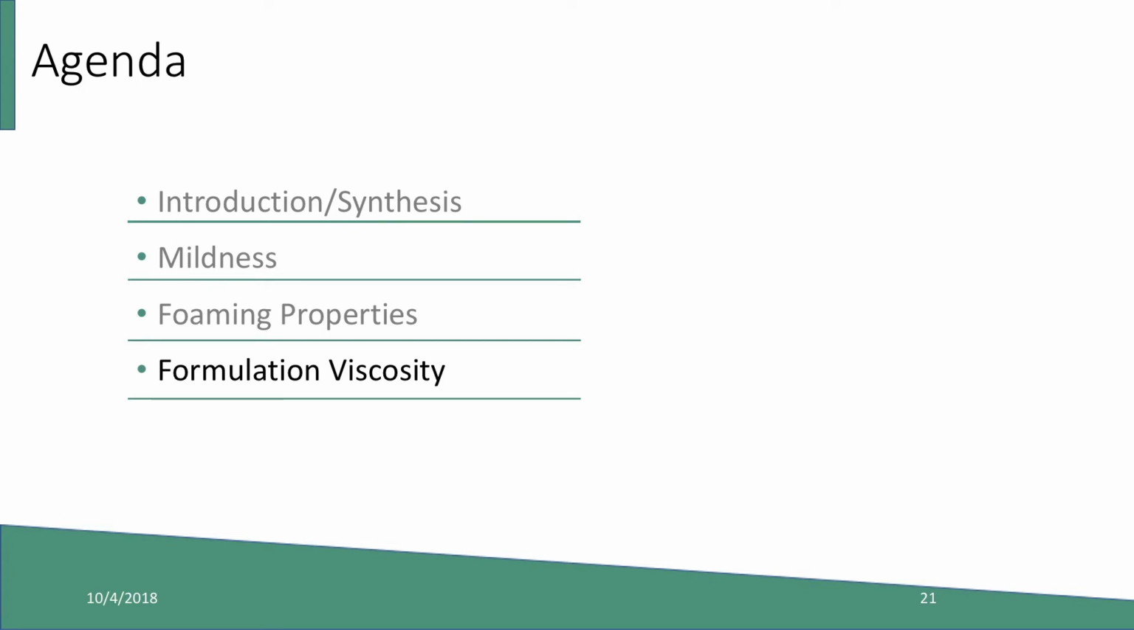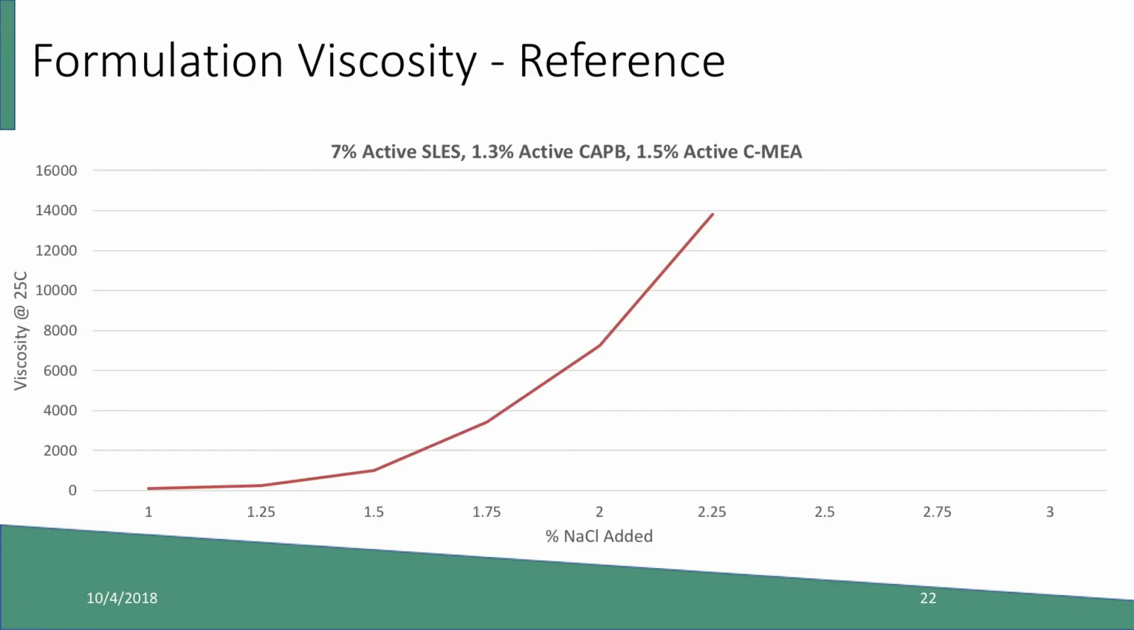Now taking a look at some of our formulation viscosity. First thing, going to give us a reference for something that we're all familiar with. This is a normal hand soap formulation. You have 7% active SLES, 1.3% active betaine, and 1.5% active cocamide MEA. As you can see, we have a normal, nice salt response, and we're going to be seeing this curve throughout just to give you a reference.